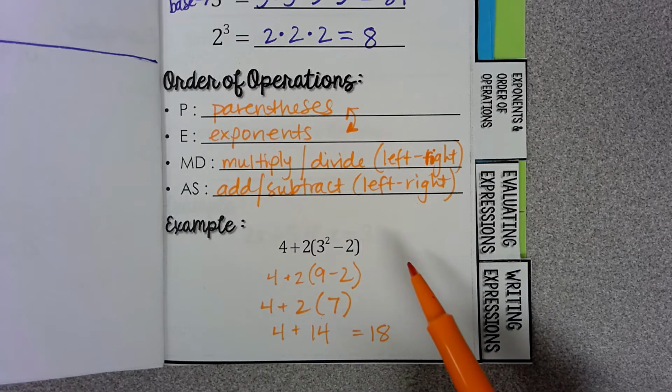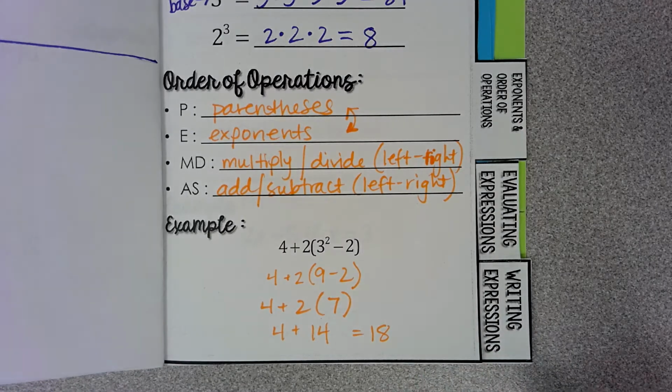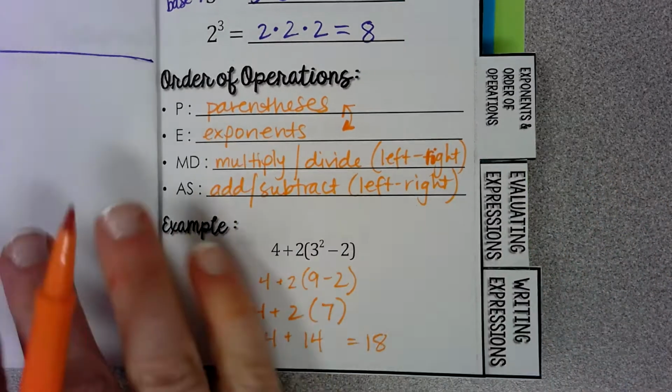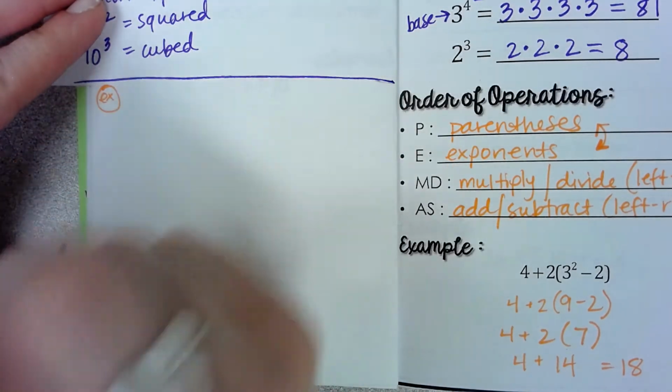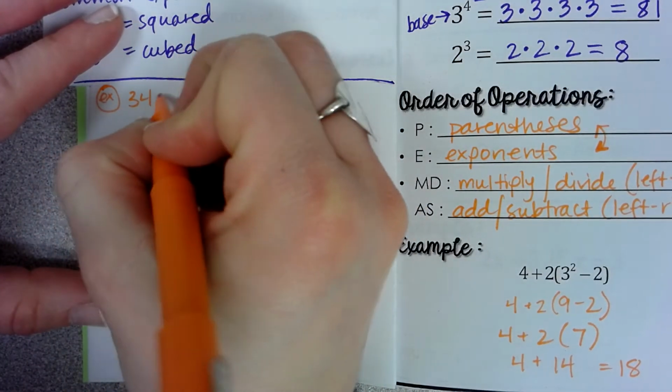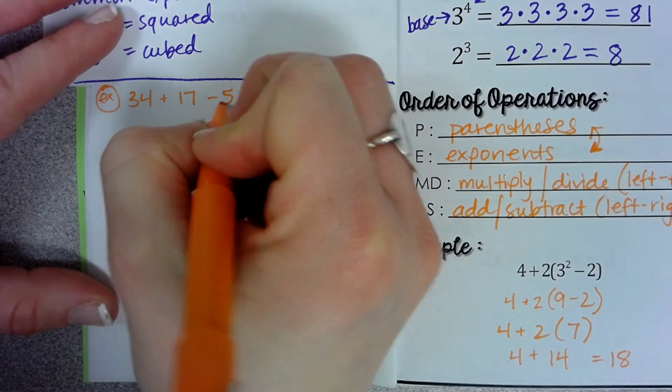You just follow it left to right, and we'll find another problem of that here shortly. Now, we had a little bit of extra space over here, so I'm going to give you a couple more practice problems. I want you to write down 34 plus 17 minus 5.